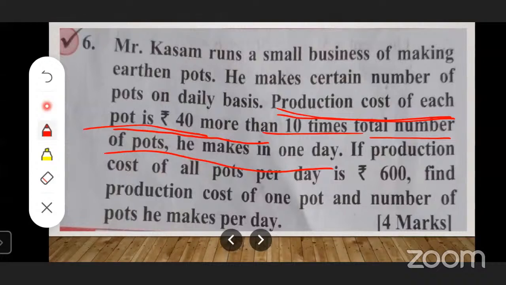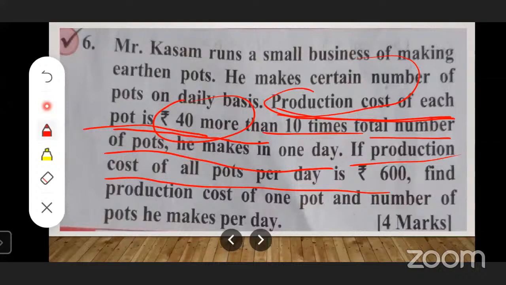What will be the production cost of each pot then? 10 times the total number of pots. If the total number of pots is X, what will be its 10 times? 10X. 10 times the total number of pots means 10X plus rupees 40 more, and that will be the production cost, right? So you will get one condition over here. What will be the next condition given over here? The production cost of all the pots per day is rupees 600.